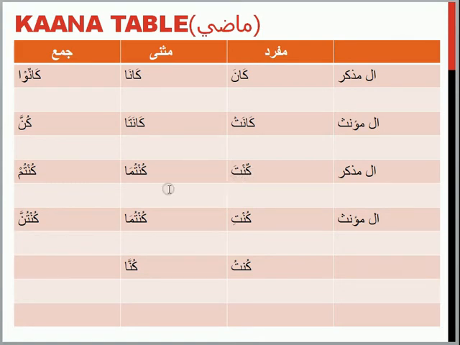So kunta, anta kunta, antuma kuntuma, antum kuntum, anti kunti, antuma kuntuma, antunna kuntunna, ana kuntu, nahnu kunna. That's all for the table. And I put the haraka so you can do it.